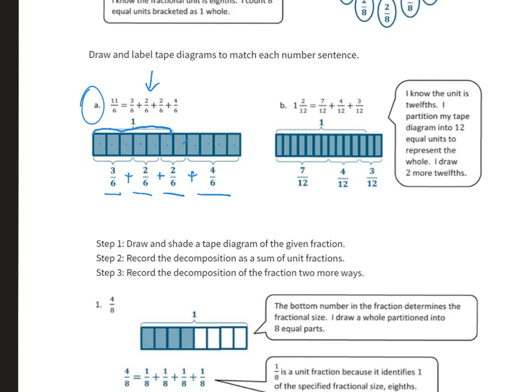All right, and the same thing here. 1 and 2 twelfths. I'm going to think, how many twelfths? I know that I'm going to have one whole and I'm going to have 12 units in it, right? But I can see from this numerator that I'm going to have 2 more twelfths after the 12 pieces, right? So I'm actually going to have 14 twelfths. And then I'm going to bracket them into 7 twelfths, and then 4 twelfths, and then 3 twelfths, to match that number sentence. So again, this is all just like a lesson.